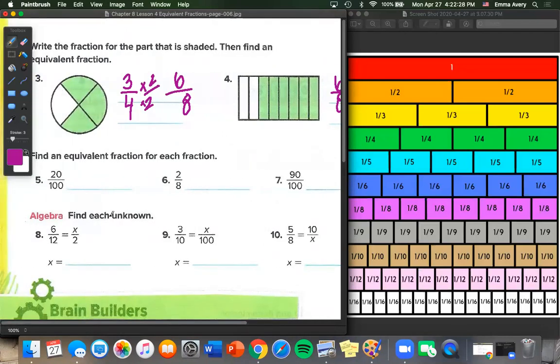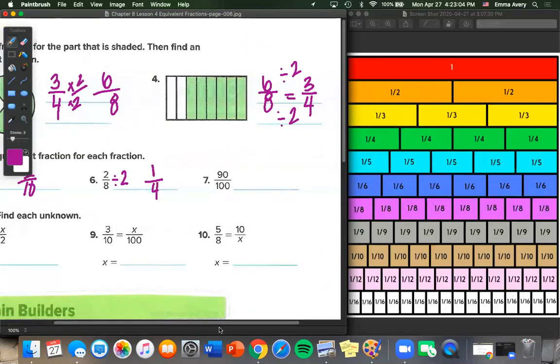On to number 5. Find an equivalent fraction for each fraction. So 20 and 10, well, all we have to do is take away a 0 from each side. So 2/10 is equal to 20/100. For 2/8, well, what if we divide each side by 2? So 2 divided by 2 is 1, and 8 divided by 2 is 4. We can check that over here. 2/8 equals 1/4.